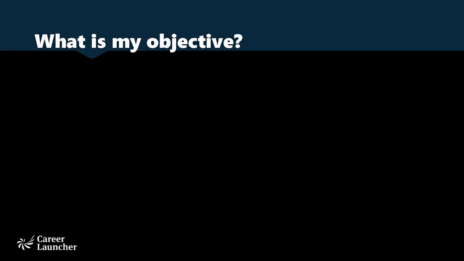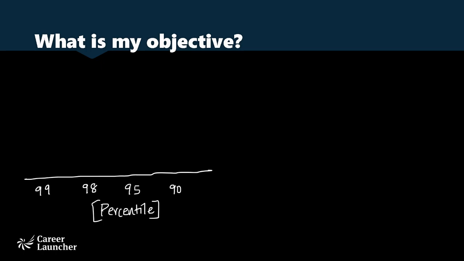I am writing the CAT because I want to go to a particular B school. And the B school has a particular cutoff for the CAT. And that cutoff is essentially based on the percentile score. So some schools need you to get more than 99 percentile. Some schools look at 98 percentile. Some schools look at 95 percentile. Some schools look at 90th percentile score. There are also schools which look at 85 percentile, 80 percentile, and so on and so forth.